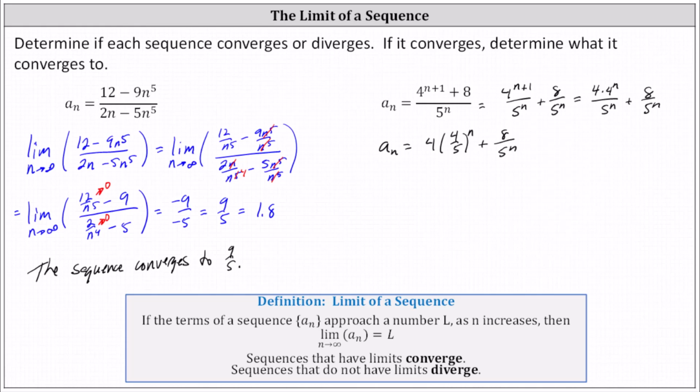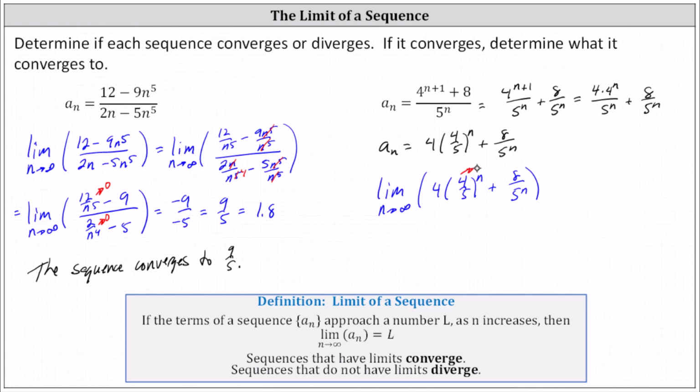And now let's find the limit as n approaches infinity in this form. As n approaches infinity, 4/5 to the power of n gets smaller and smaller and approaches 0 because the base of 4/5 is between 0 and 1, and therefore as n increases, we multiply by more and more factors of 4/5, which gets smaller and smaller and approaches 0.